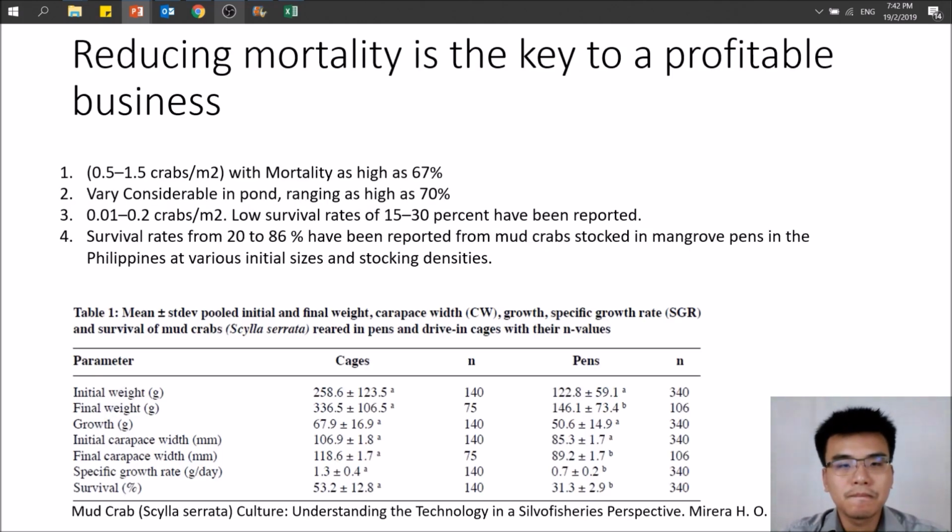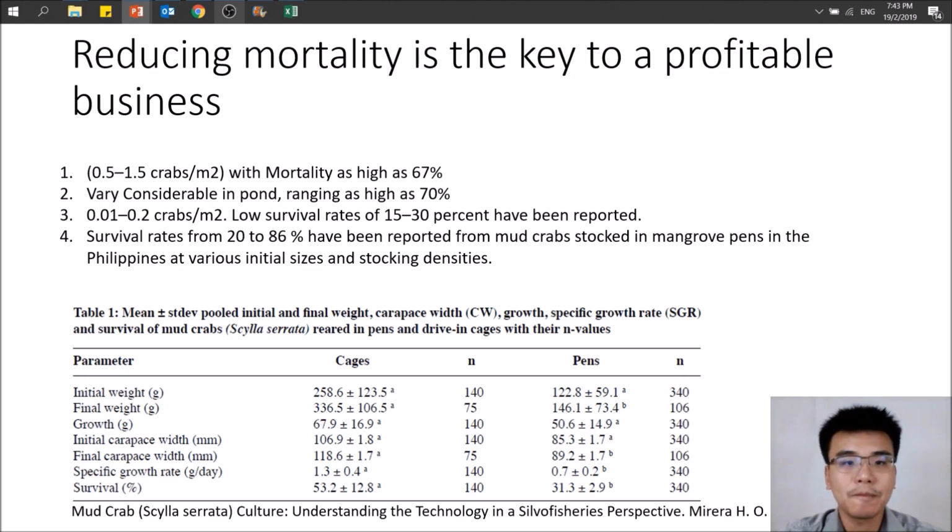Before we start to look at the mortalities in vertical farms, let us first look at the typical mortalities if you were to experience pond-based farming or even what we call traditional conventional methods. In ponds, the key factor in mortality is what we call stocking density. As you increase the stocking density, the crabs will have a higher chance of encountering each other, resulting in cannibalism.